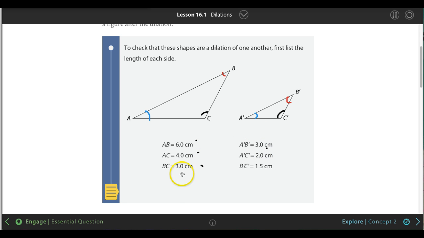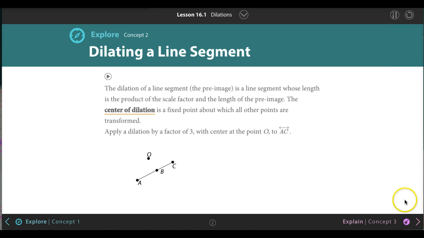If one of them is different, let's say this one was 4.5 centimeters, then the ratio here is 2 over 1, 2 over 1, but over here, what is it? It's 3 over 1. Then this is not a dilation. Those are some of the key things you have to remember.